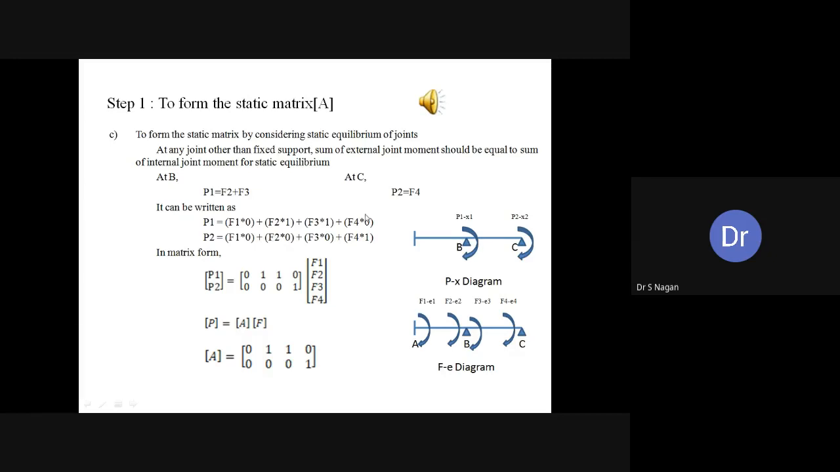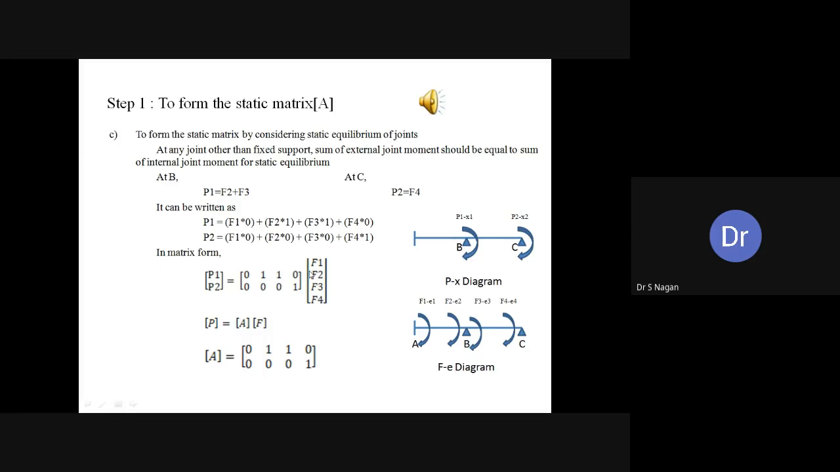Now, this could be put in matrix form like this. Left side we have P1, P2. So the P1, P2 matrix, we call this the P matrix, as the left side, equal to, write the coefficients alone first. What are the coefficients? 0 here, 1 here, 1 here, 0 here. Then 0, 0, 0, 1. So write only the coefficients, multiplied by F1, F2, F3, F4.